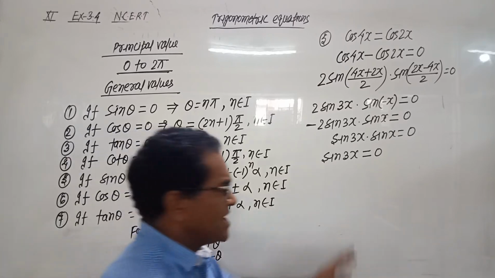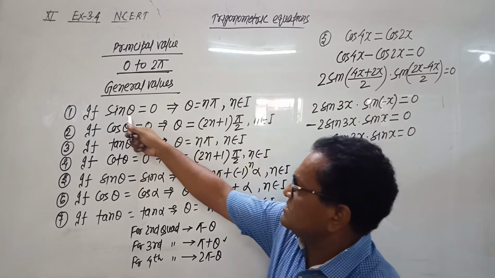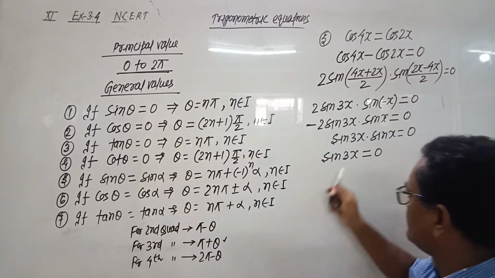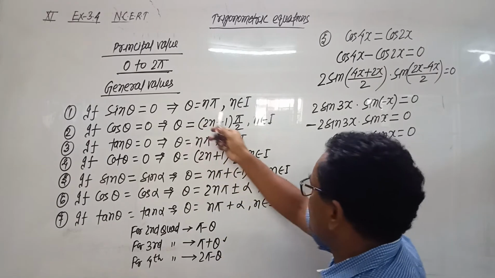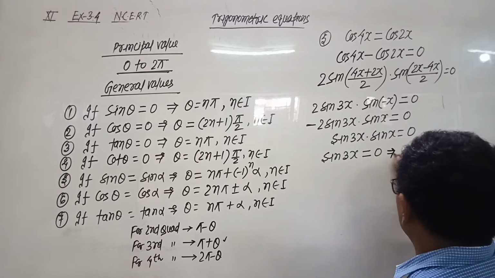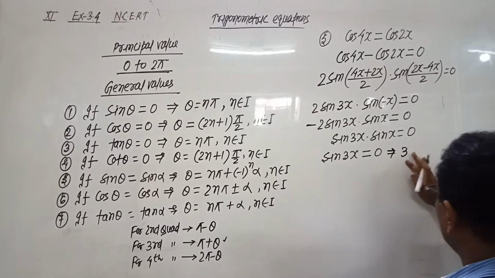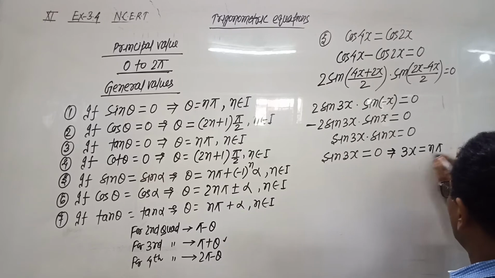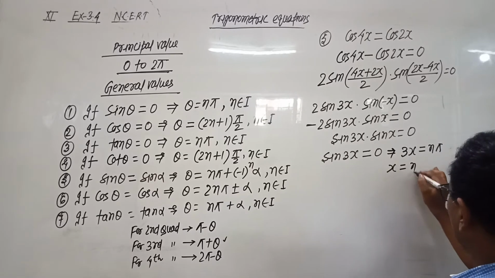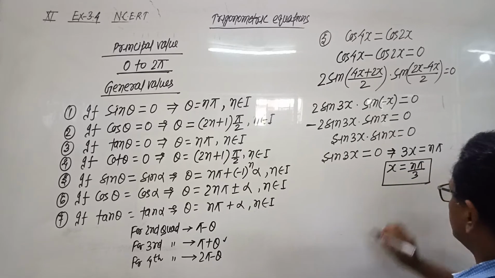So when sin 3x equals to 0, then for the general solution, we use the first formula, sin theta equals to 0. At the place of theta, we have 3x. If sin theta equals to 0, then theta equals to n pi. So theta, meaning 3x, equals to n pi, and x equals to n pi by 3. So this is the general solution.